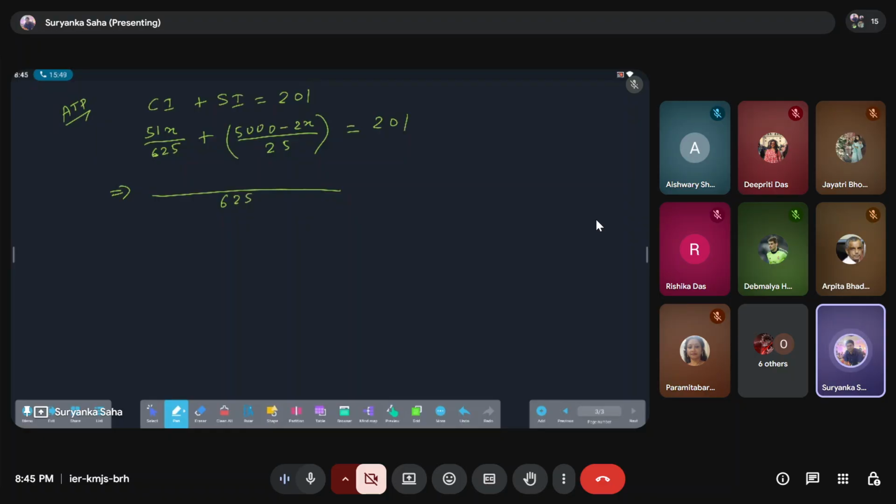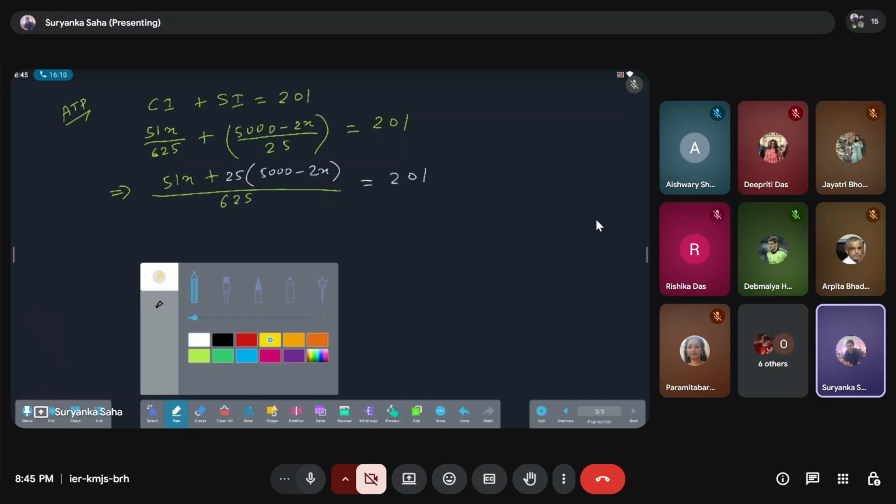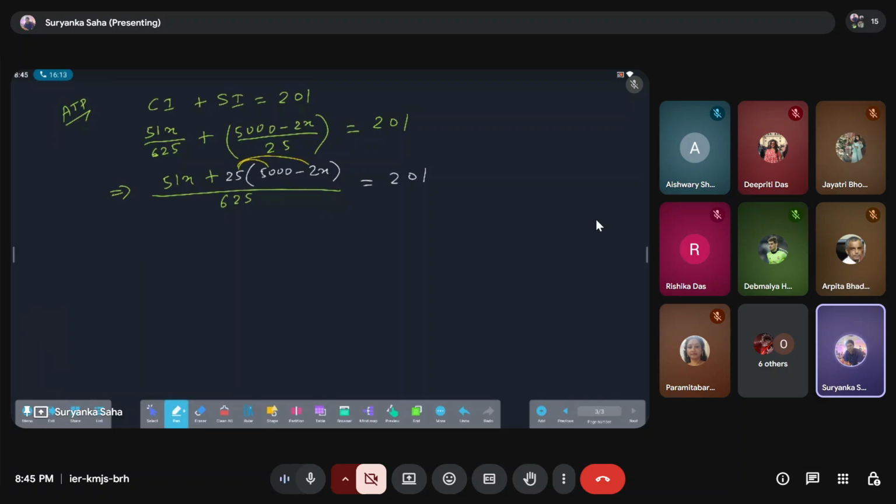So it will be as usual 51x plus. Now here 25 into 25 is 625, so it will be 25 over here. 25 times 5000 minus 2x, equal to 201. Now this will be multiplied like this and like this. So it is 51x plus 25 into 5 is 125 and then 3 zeros, minus 25 into 2, 50x. By 625, this 625 can go up, right? So it will be 201 into 625.